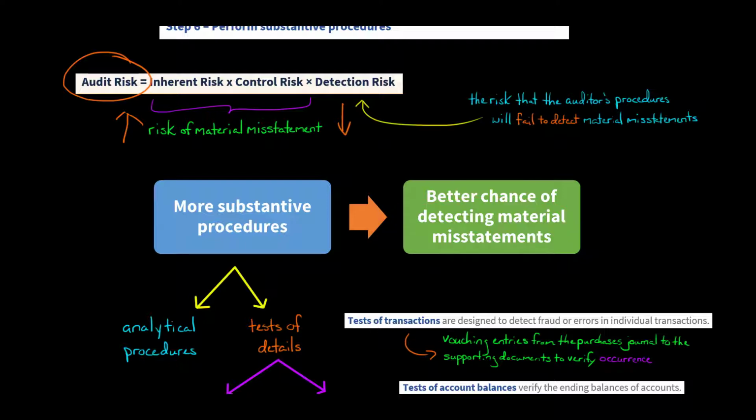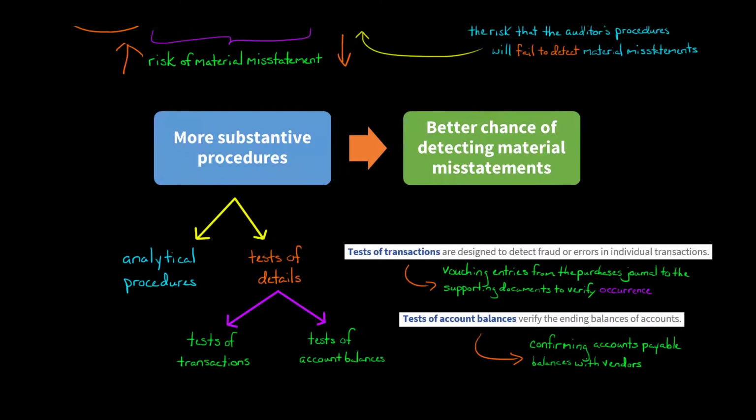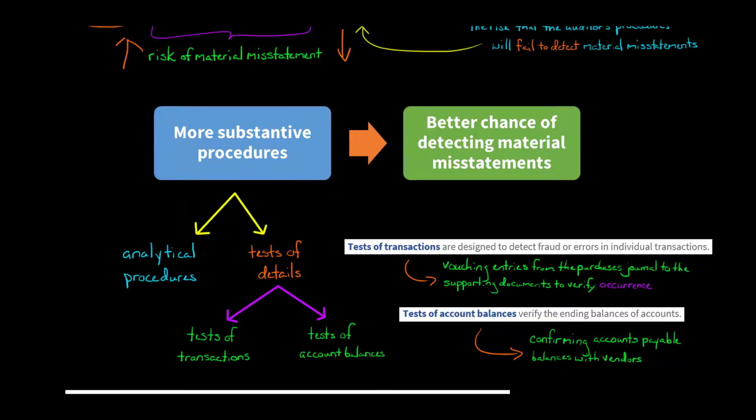Now, what are the substantive procedures? Well, we're going to talk a lot about them. It's the subject of this entire video, so get ready. We've got two main buckets of substantive procedures. We've got analytical procedures, and then we've got tests of details. You can further subdivide the tests of details into tests of transactions, like purchase transactions and cash disbursement transactions, and tests of account balances.